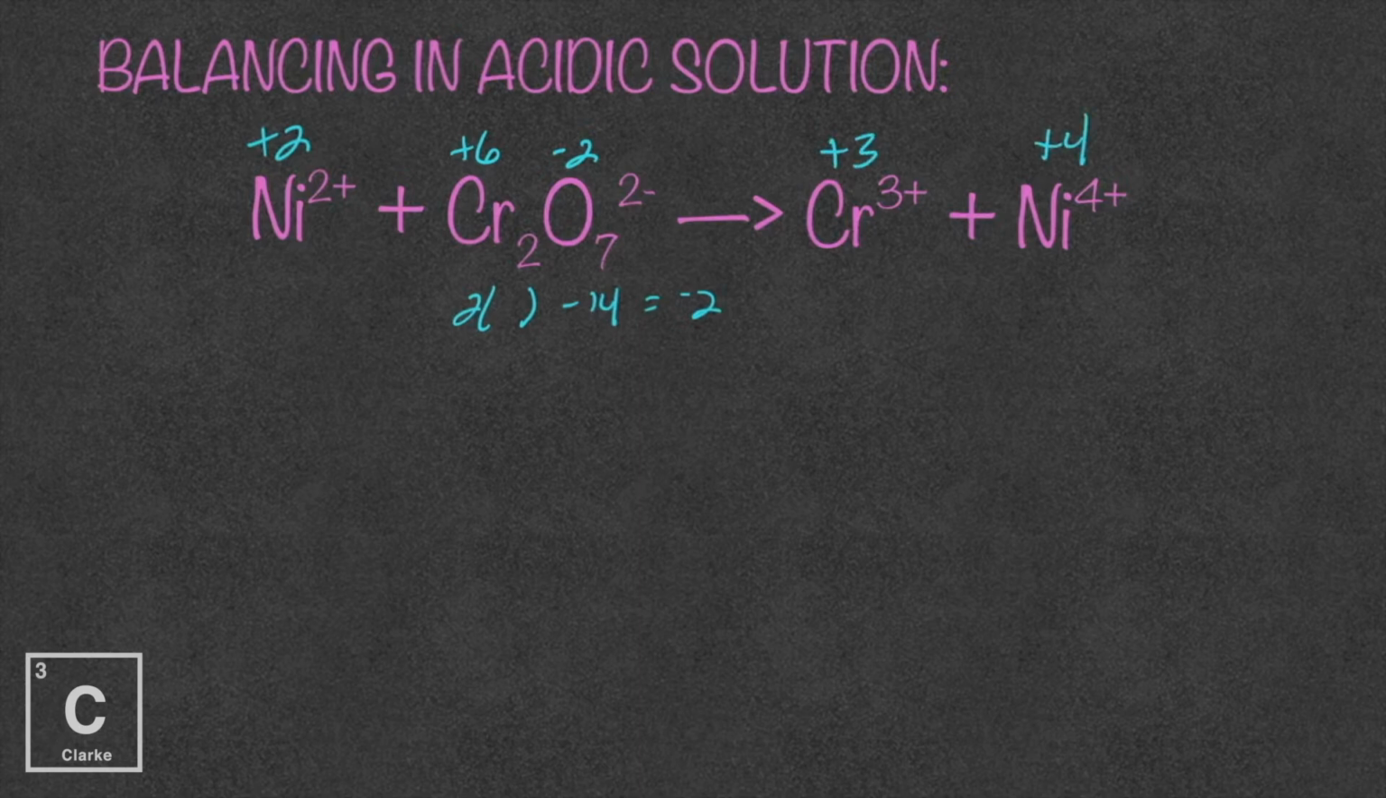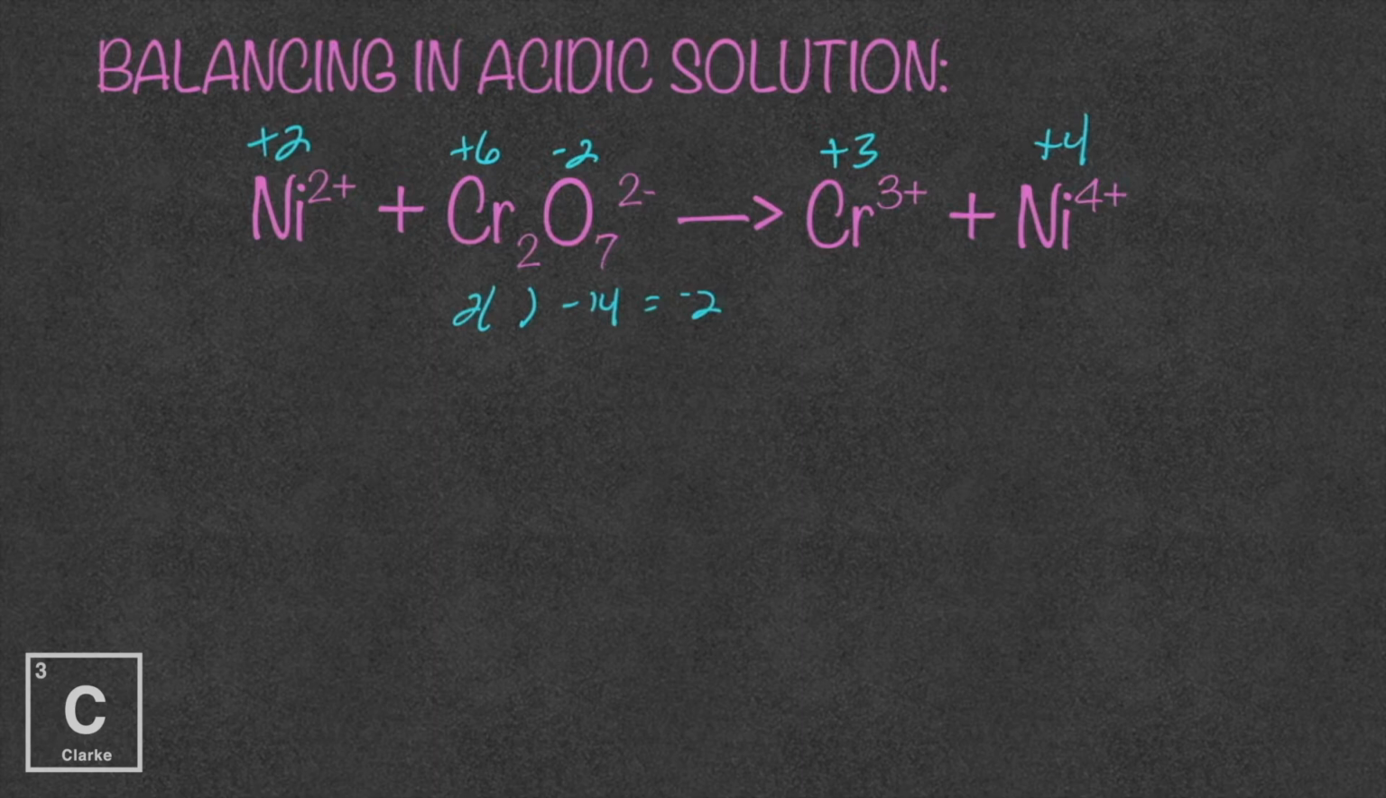Okay, so let's look and see what's happening here. Nickel is going from a +2 to a +4. Something's happening there. Chromium, we're going from a +6 to a +3. Oxygen, oop, there's not another oxygen. We're going to pick that up in just a second. That's going to be one of those new things that happens when you balance in an acidic solution.